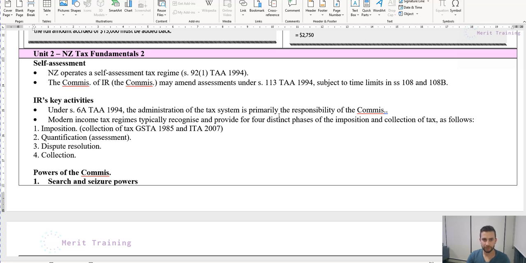There are typically 4 phases in terms of the collection of tax by the commissioner. Number 1, imposition, which is, in other words, the collection of tax. Then there's quantification, which is the assessment, so the lodging of tax returns and converting that into a form with numbers in certain categories that they can process. Number 3 is dispute resolution, and this is where, because there are so many grey areas in tax, you come to a conclusion on those, especially in terms of interpretations of complex or vague acts. And then finally, collection: we've lodged the return, we're all agreed on how much everyone owes, but how do we actually get the money from people?